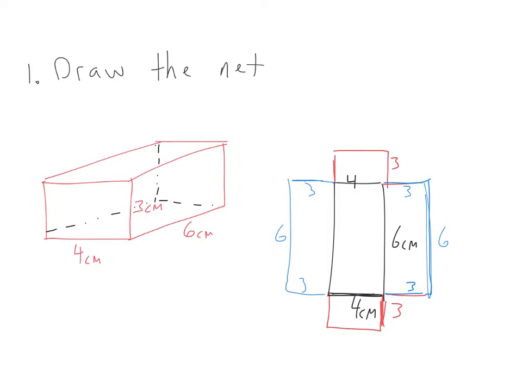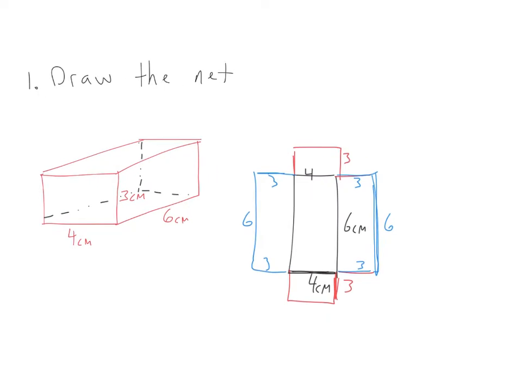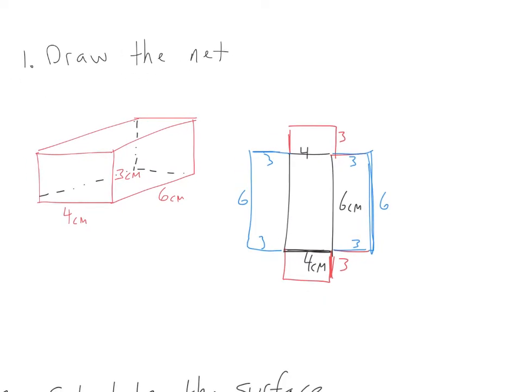Okay, so that's it, right? We forgot about something. What's that? The top. Okay. Well, the top here is going to match the what? It's going to match the bottom, right? Because it's a rectangular prism. And so if that's a 4 by 6 there, we're going to have another 4 by 6. But the question is, where does it go?